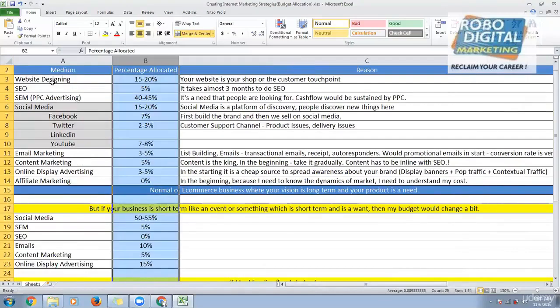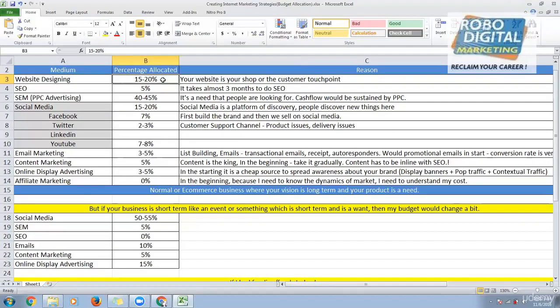Website designing, we will give 15 to 20%. Why do we give 15 to 20%? The reason is the website is the touch point. If I talk about an offline business, it is like a shop. A showroom should be good looking. If the showroom is not good looking, then no one will come into it.